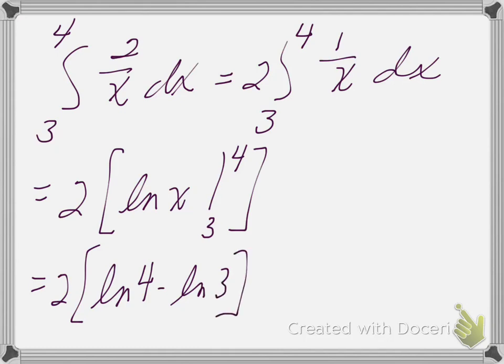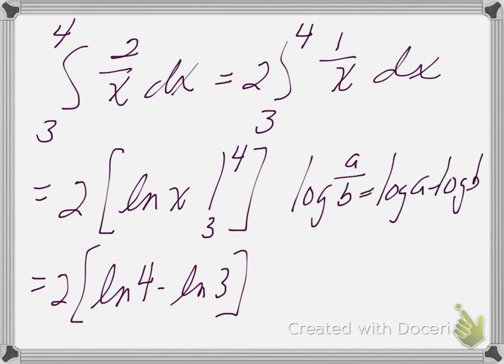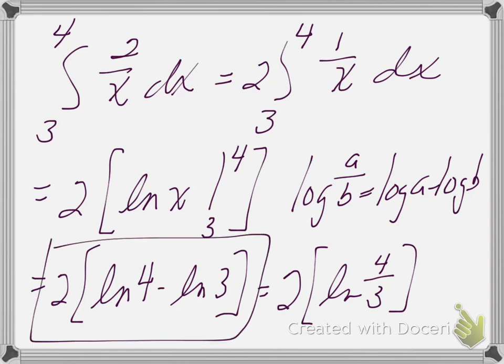Now I can just substitute in, so I'm going to get ln of 4 minus ln of 3. And you might or might not remember that there was a rule that log of a over b is equal to log a minus log b. So if you wanted to, or if it was multiple choice and nothing matched, you could do 2 times ln of 4 over 3. These two things are exactly the same. So this or this would both be the correct answer.